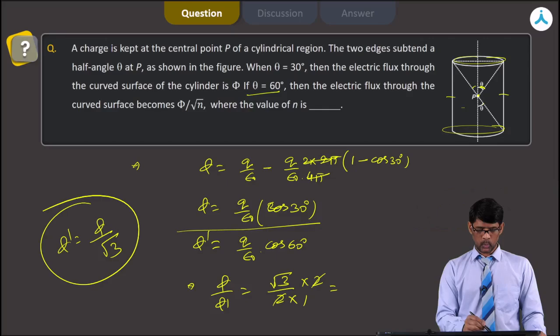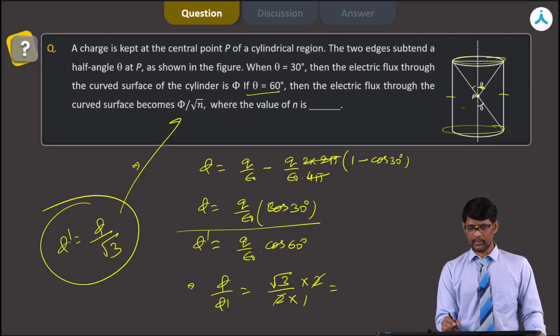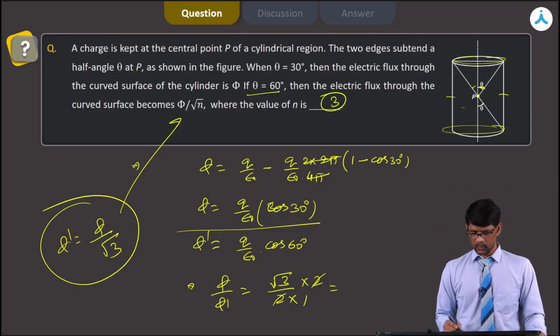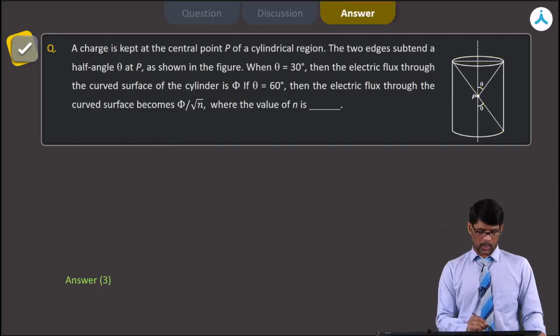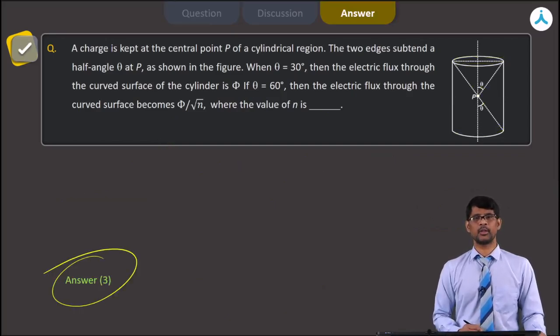So matching with the format given here, I can clearly see that n has the value of 3. So I'm getting 3 as the answer for this question. We can verify here in the sheet provided. Well, 3 is the answer for this particular question.